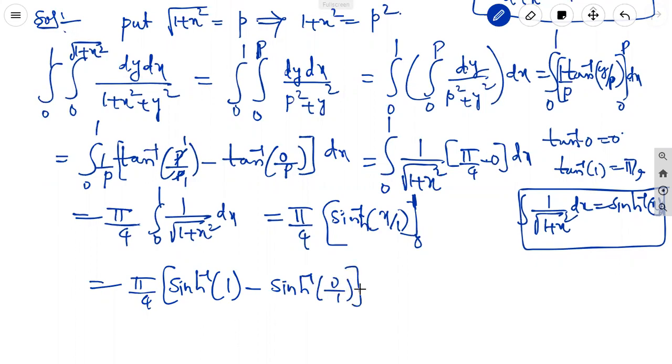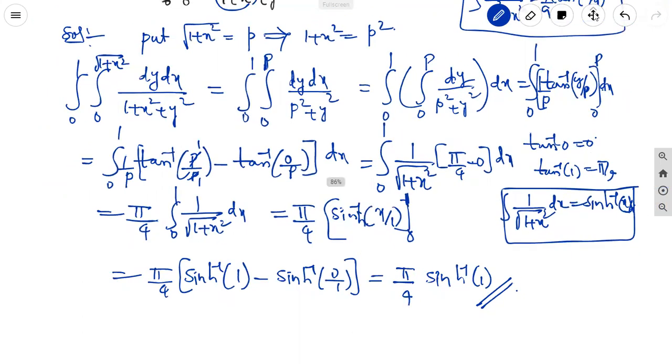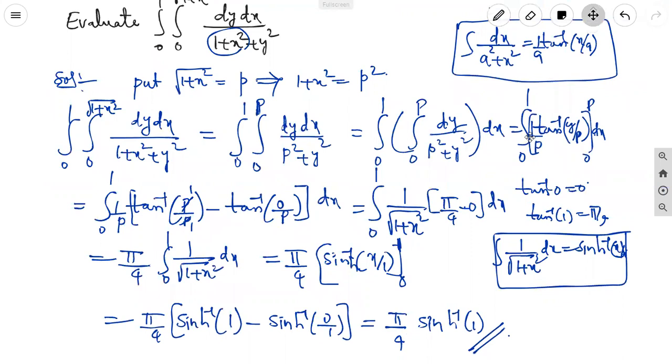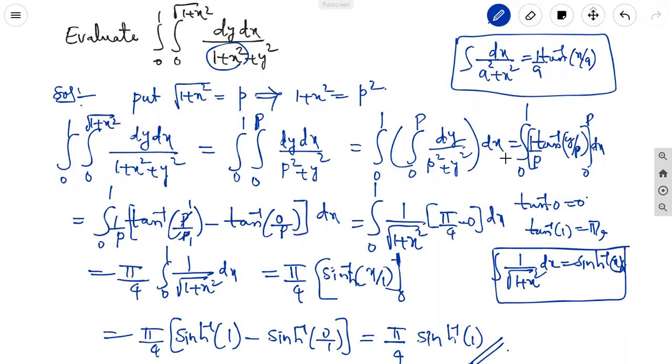That is equal to pi by 4 into sine h inverse 1. Sine h inverse 0 is 0. So this is the integral value: pi by 4 sine h inverse 1. We leave it as sine h inverse 1 only, because a hyperbolic function is not the same as a sine inverse function. It is an expression of exponentials, e power x minus e power minus x by 2, like that.